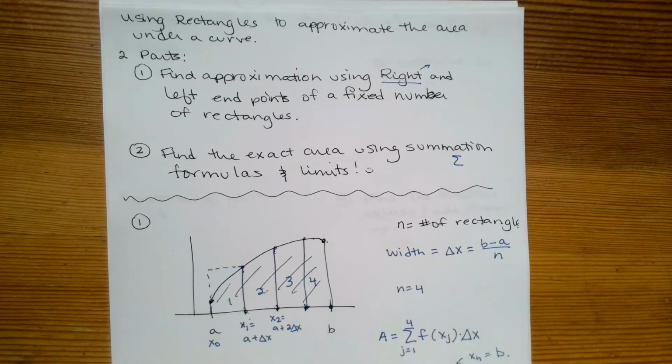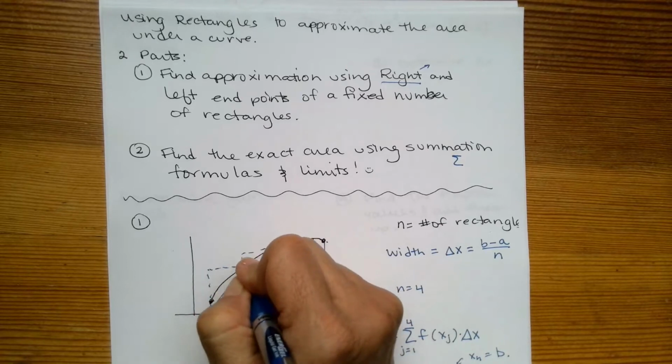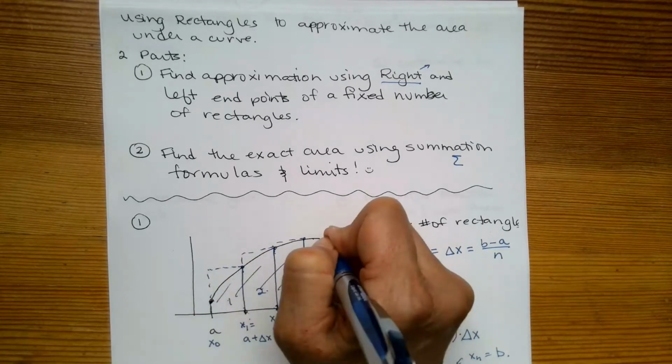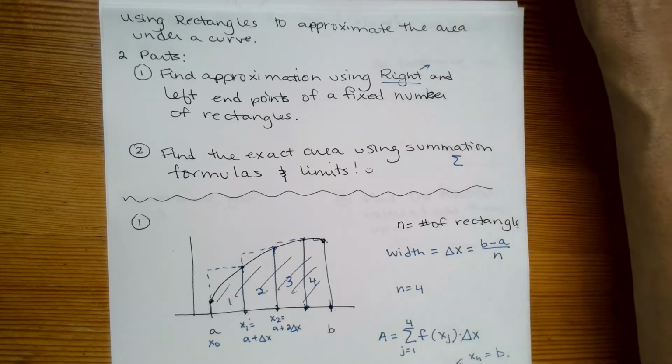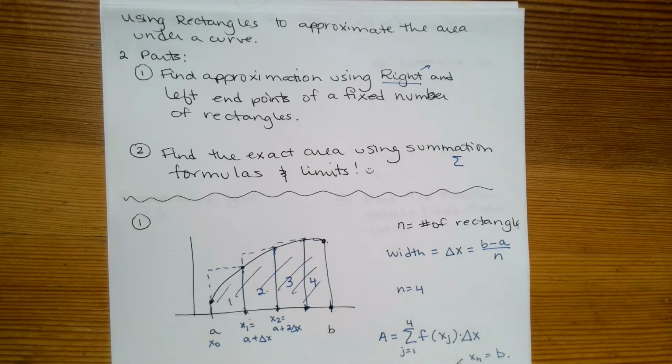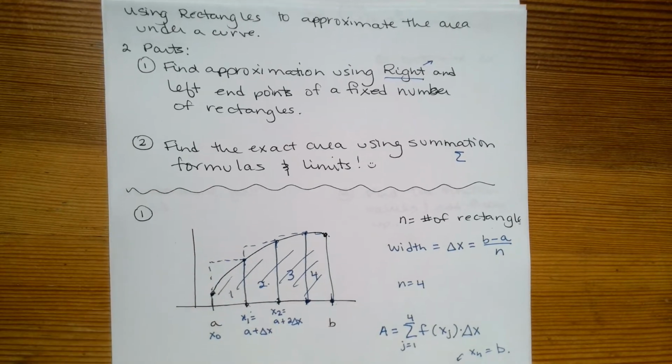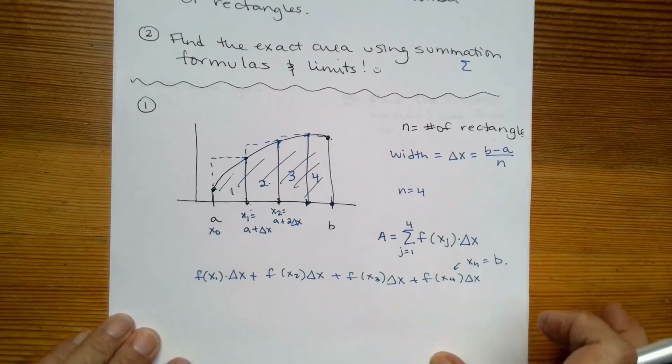All right, so that's in general what we're doing. And yes, I know some of you, if you draw in all of those rectangles, you're going to see we are definitely going to be overestimating the actual area. If we had taken the left endpoints, we would be underestimating. So I want you to keep that in mind when we get to part 2, where we're going to find the exact area using the limits.